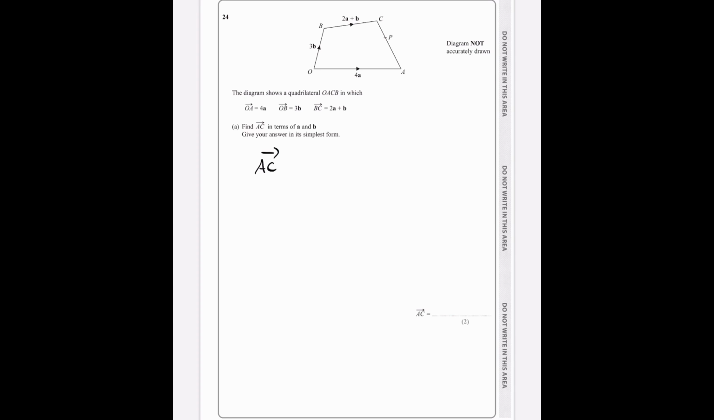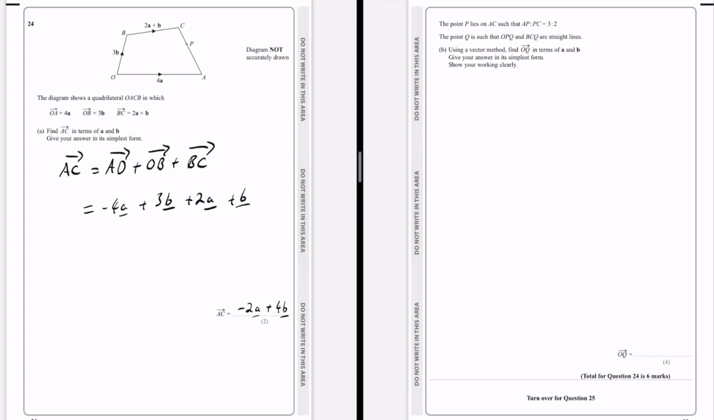For the vectors question, A to C, my path from A to C is to go from A to O, and then O to B, and then B to C. A to O is minus 4a, O to B is 3b, and then B to C is 2a plus b. Collect those together: minus 2a plus 4b. Or if you put 4b minus 2a, that's absolutely fine.